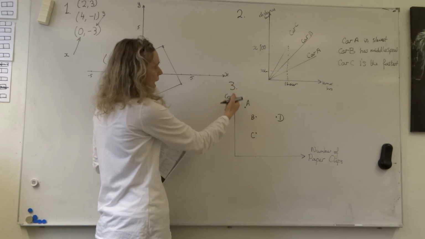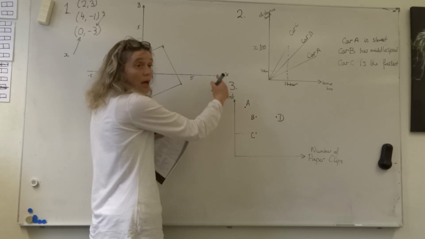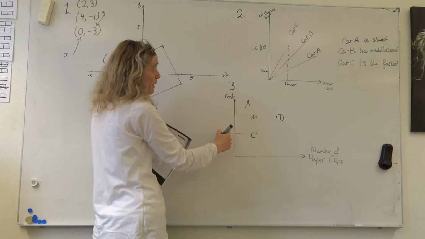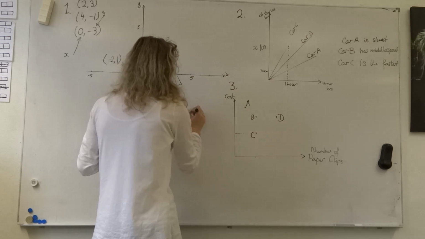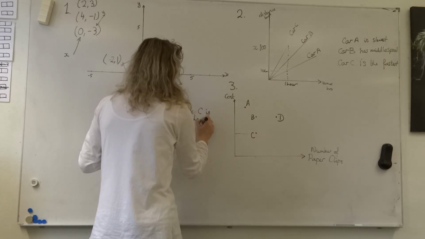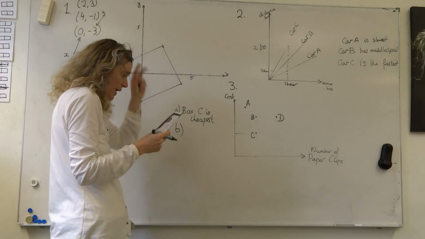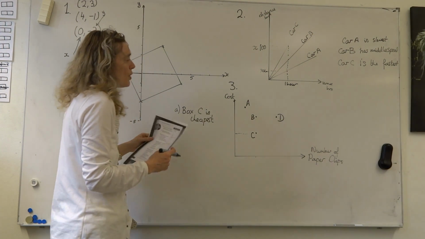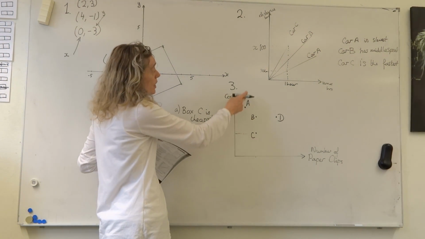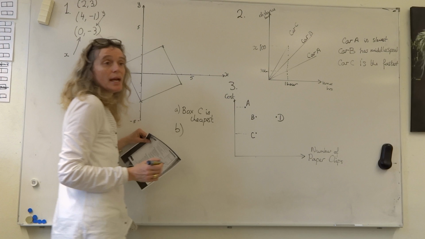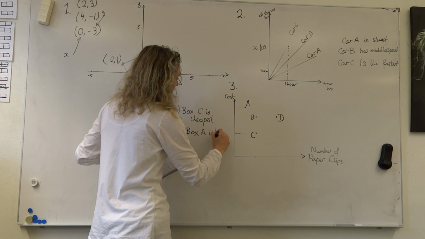Well, the cheapest one will have the lowest cost. So we just look at which one goes the least high on the y-axis. This will be the cheapest. So the answer to that one is box C is cheapest. Question B was, which box is most expensive? Well, if the one lowest down on the y-axis is the cheapest, the one highest up on the y-axis is the most expensive. So box A is the most expensive.